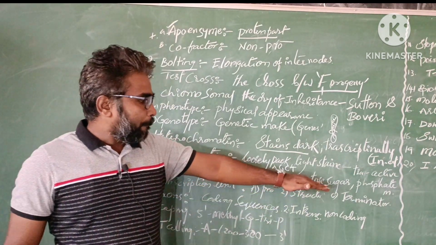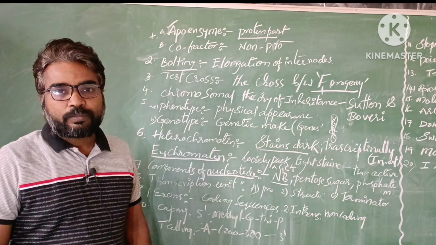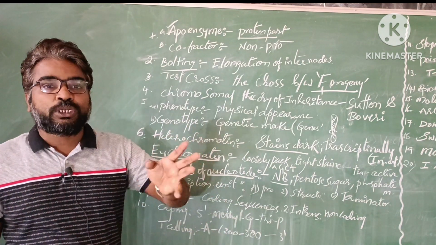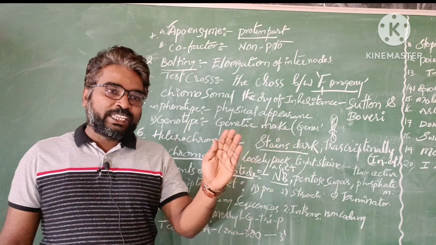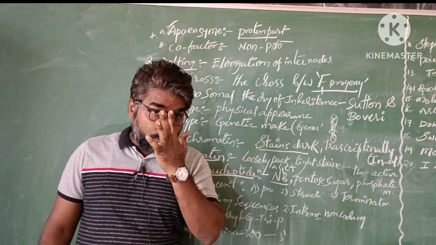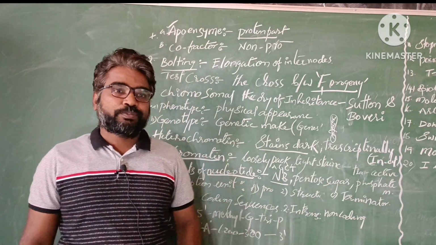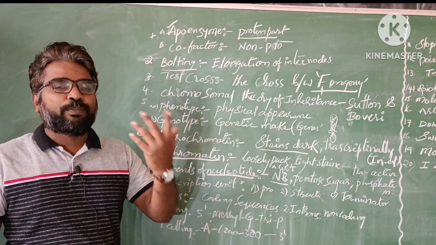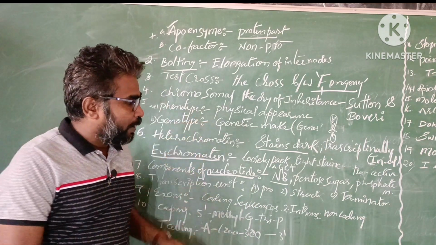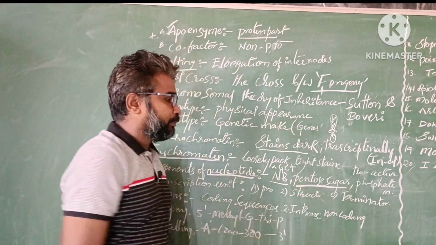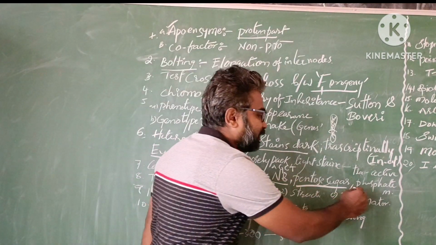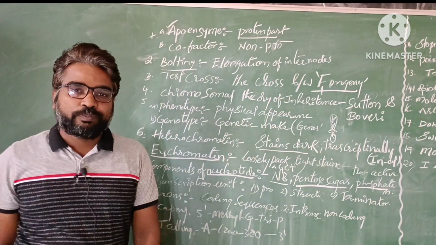Next one, pentose sugar. If it is DNA, that is deoxyribose sugar. If it is RNA, ribose sugar. Whatever it is, that is the pentose sugar. Next one is the phosphate molecule.